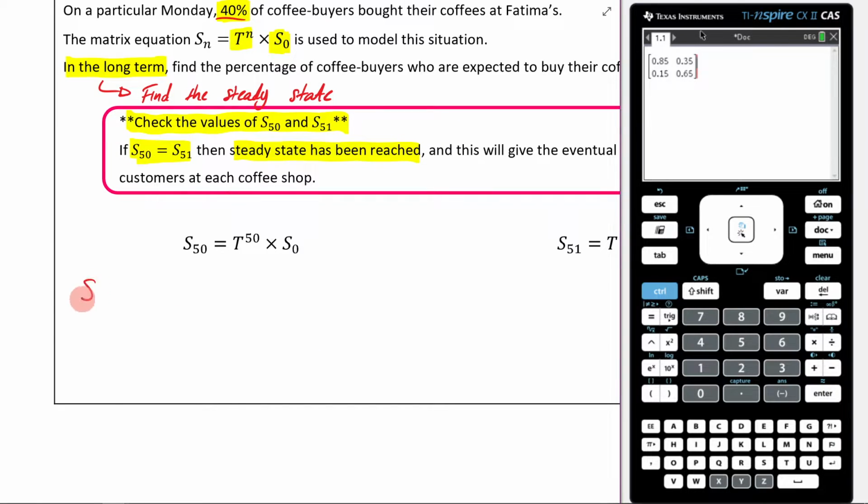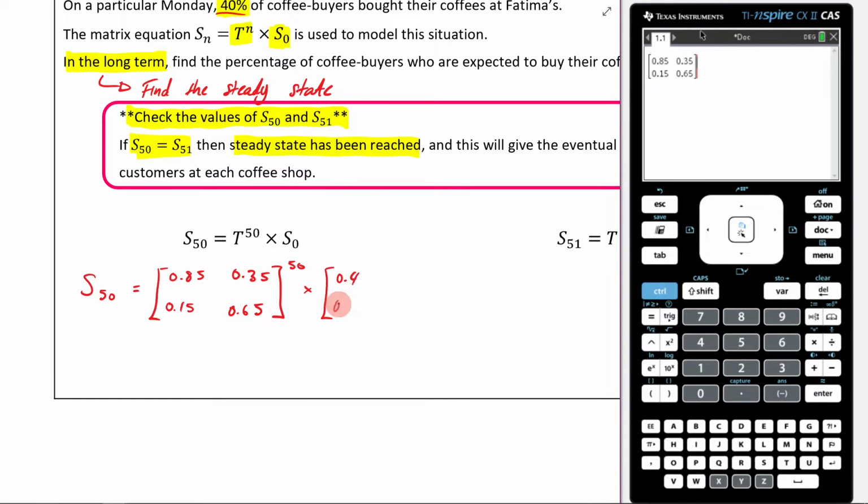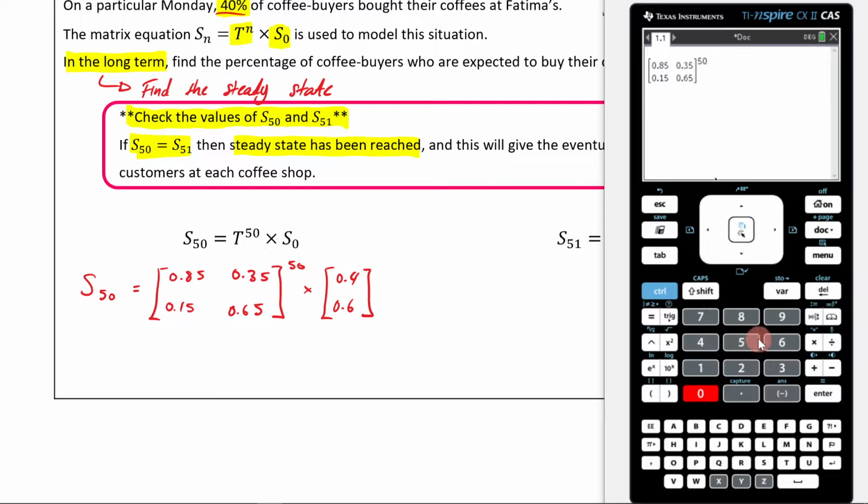So I might just give myself a bit more room here. We've got S of 50 is equal to, now my transition matrix was 0.85, 0.15, 0.35, and 0.65. I'm going to raise that to the power of 50 and multiply it by my initial matrix, which was 0.4 and 0.6. I've already typed in my transition matrix here because I'm lazy, and I'm going to raise that to the power of 50, and then multiply that by 0.4 and 0.6.